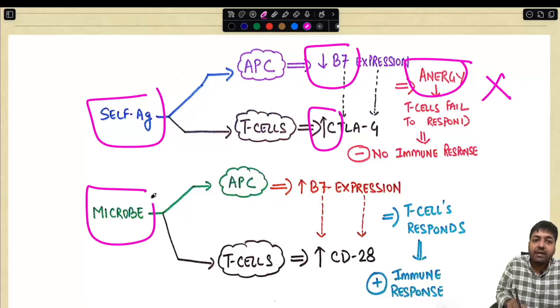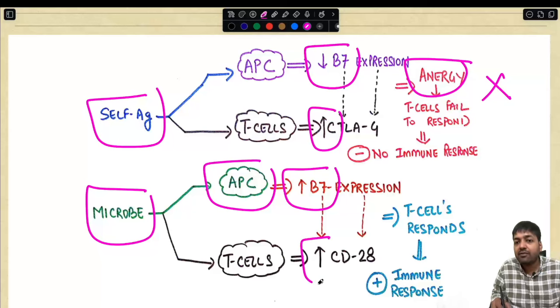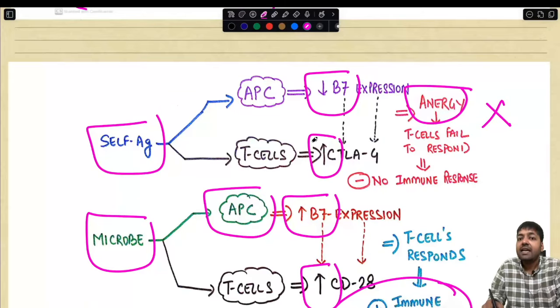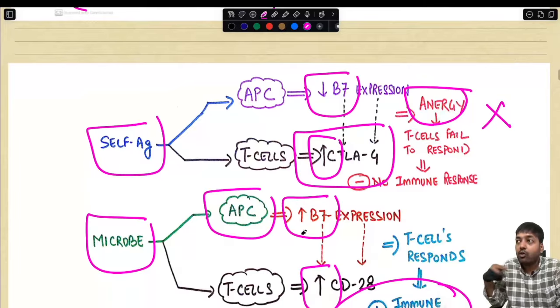On the other hand, whenever there is a microbe, on the surface of the APC, the antigen presenting cell, the level of B7 ligand will increase, and on the surface of T cells, the level of CD28 will increase. That will lead to T cell activation and a positive immune response. This concept should be completely clear: these are the immune checkpoints. Receptors like CTLA4, CD28 and PD1 act as immune checkpoints because they regulate the immune response, leading to either increased or reduced T cell activation.